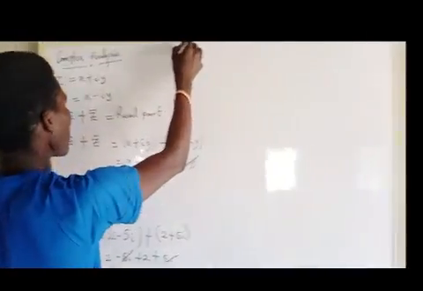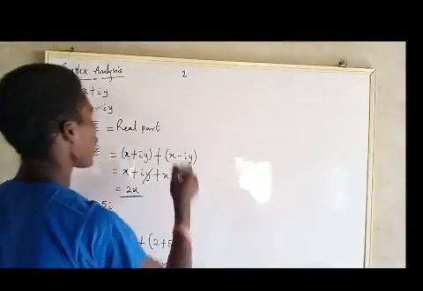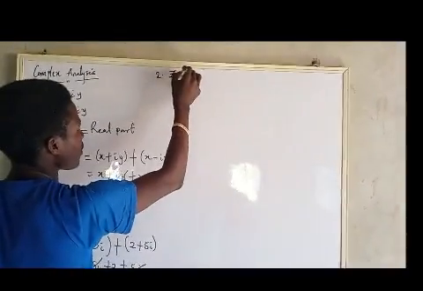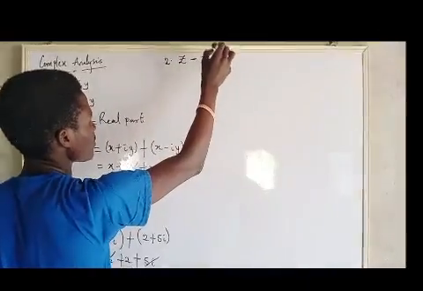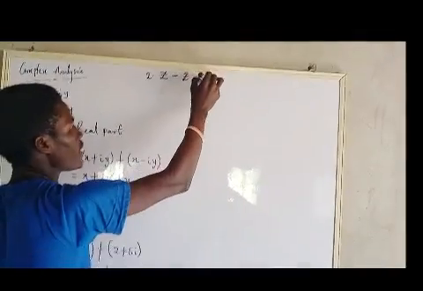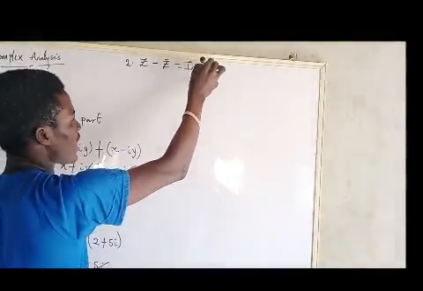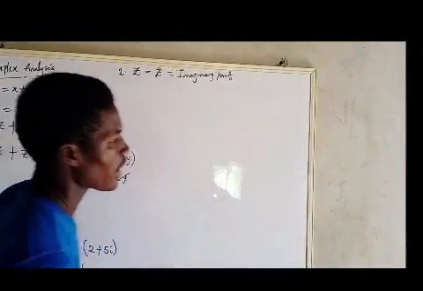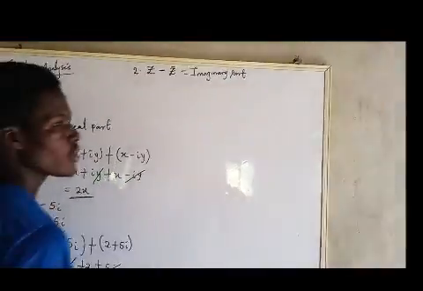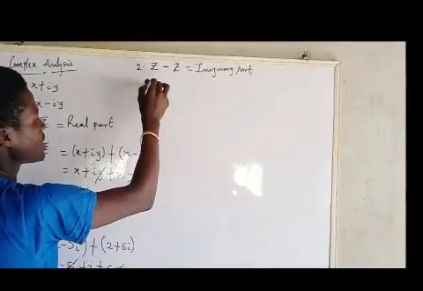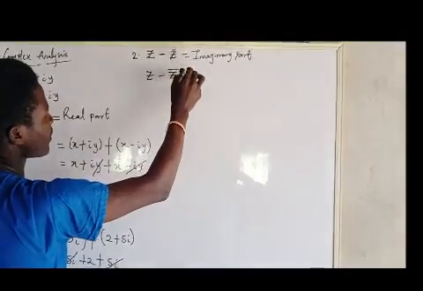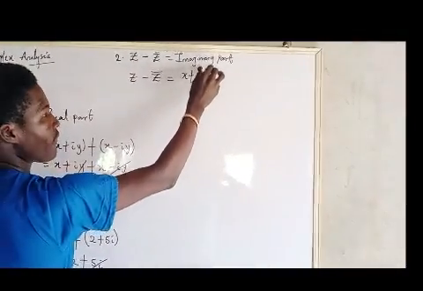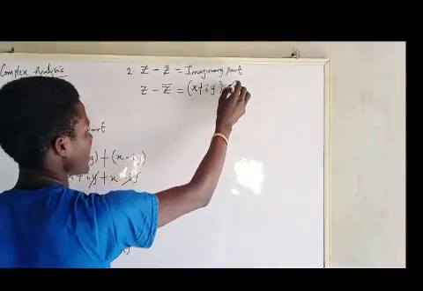Now the second property says a complex number minus its conjugate will give us an imaginary part. Now we want to check how true this is also. So let's take our z minus our z bar. Our z is x plus iy, minus our z bar, which is x minus iy.